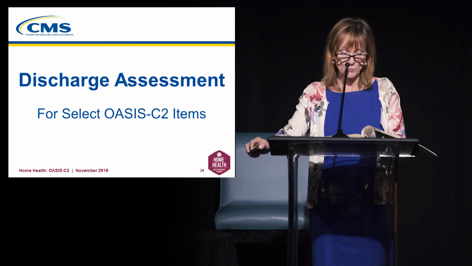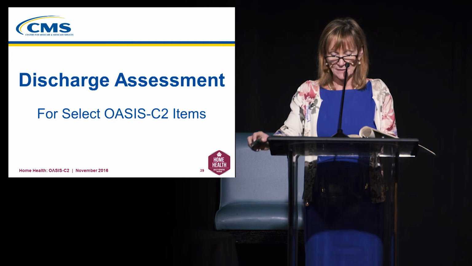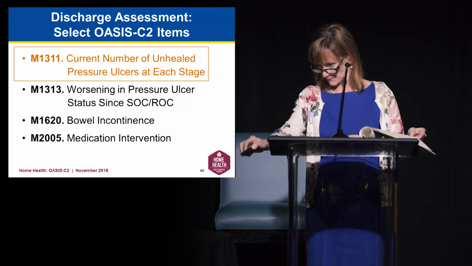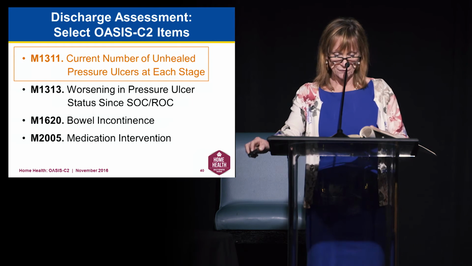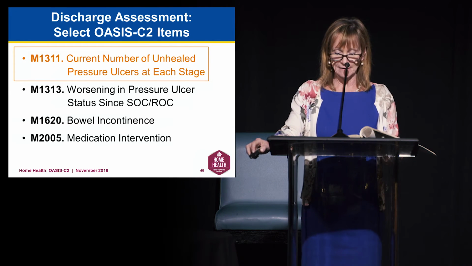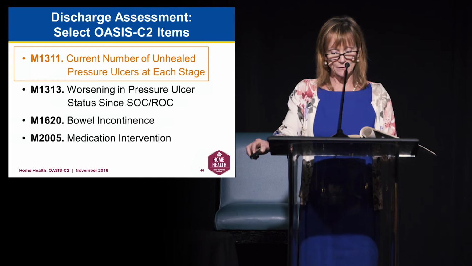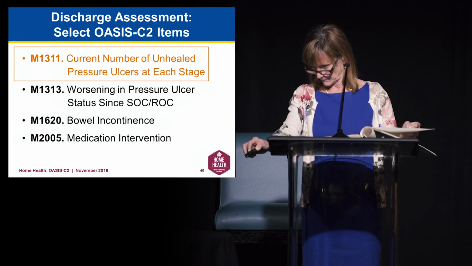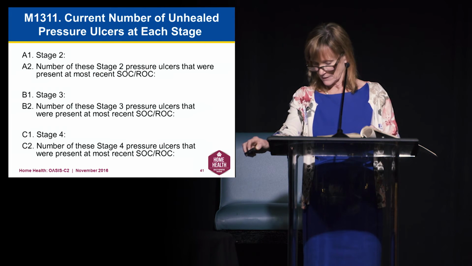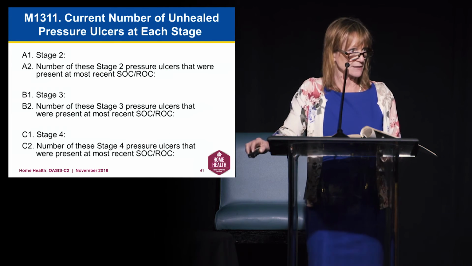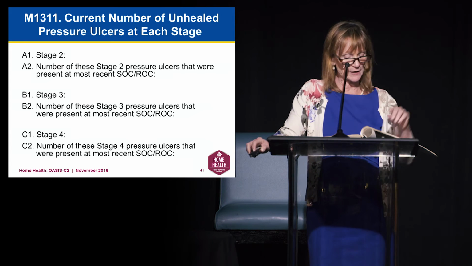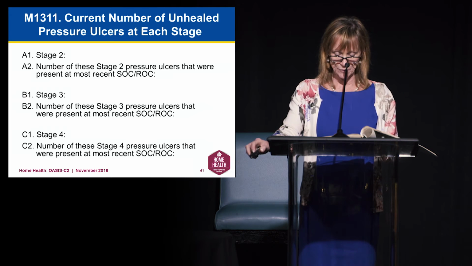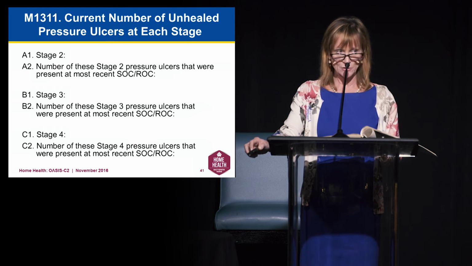And now we're going to move on to the discharge assessment for the select OASIS C2 items for discharge. So the first item is M1311, and that is the current number of unhealed pressure ulcers at each stage. So again, we're going to be using a sign of putting up your hands, please, as we go through these. So how did your group score A1 on your discharge assessment?